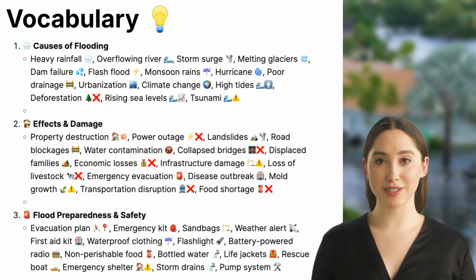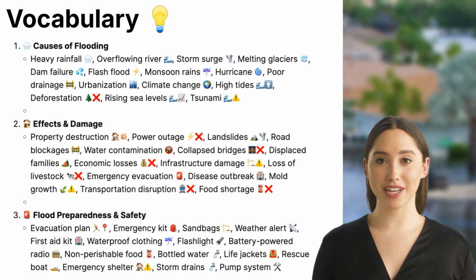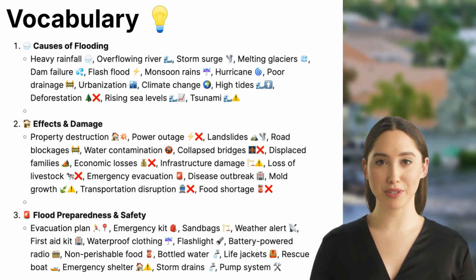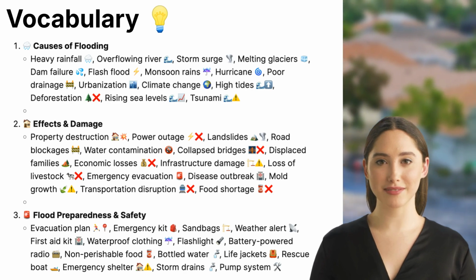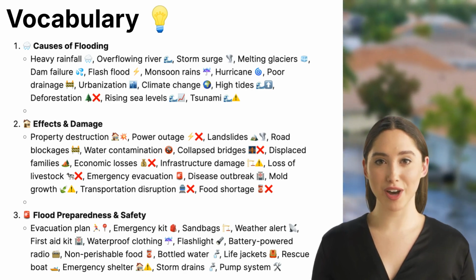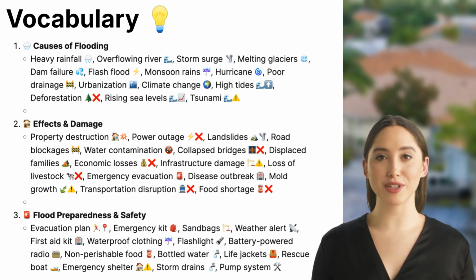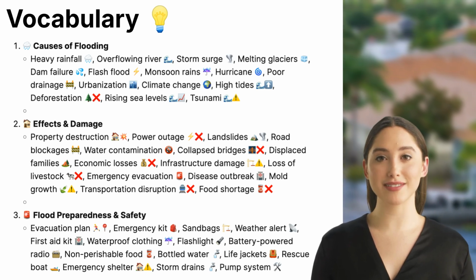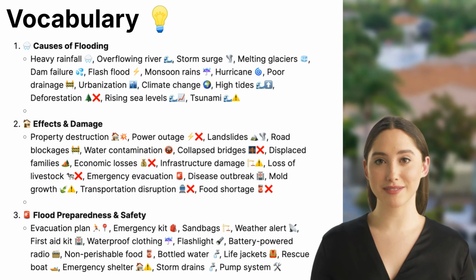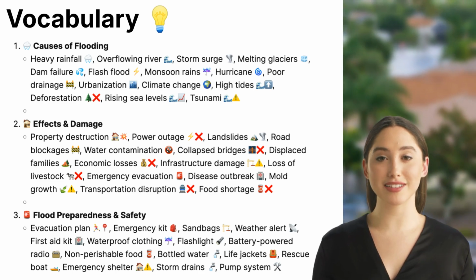Waterproof clothing, clothes designed to keep you dry in heavy rain. Flashlight, a portable light source used during power outages. Battery-powered radio, a radio that doesn't need electricity, used to receive updates during emergencies. Non-perishable food, items that don't spoil quickly, such as canned goods.